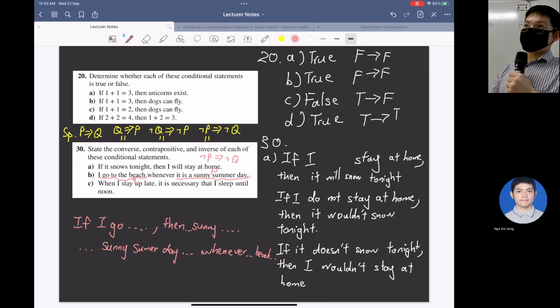Inverse. Yeah. It is not a sunny summer day whenever... If it is not a sunny summer day, don't use "if" and "whenever" together. So if it is not a sunny summer day, then I don't go to the beach. Just keep an eye that "whenever" here is an "if". So actually this is the P part. So this should be an "if" here. This is equivalent to "if".